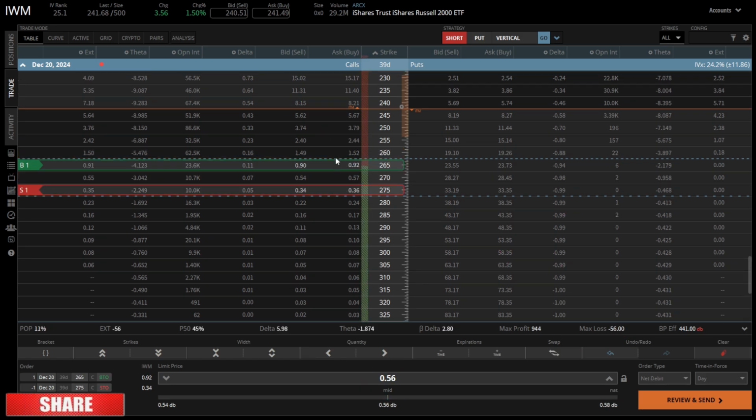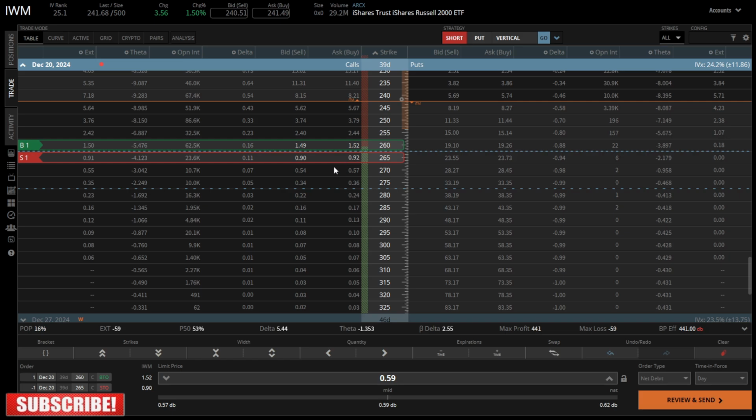Same thing again if we do the opposite here. If we buy this long call vertical spread, we're going to pay 59 cents to open this trade, and this will be our maximum loss. And of course our maximum PNL is also going to be the width minus the premium, which was the maximum loss of the short call vertical spread.